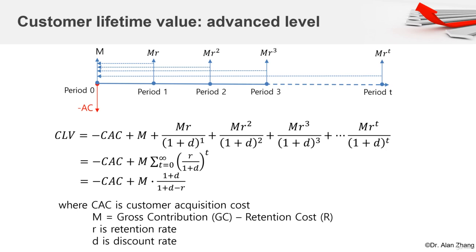Capital M is the average net cash flow, or commonly referred to as contribution margin per customer per period. It is calculated as gross contribution minus retention cost. As you can see at the bottom of this slide, gross contribution is just sales minus cost of goods sold. Retention cost is how much you spend on retaining the customers.